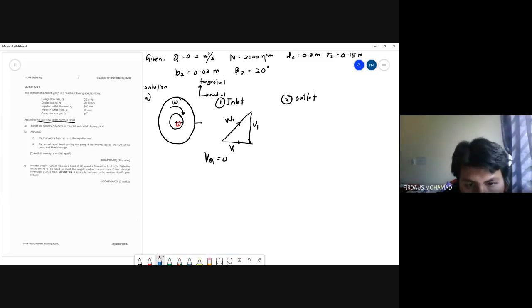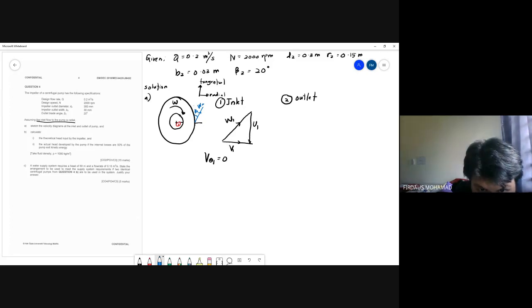For the outlet, beta 2 is given as 20 degrees. So we can draw the beta 2 first. This is the angle beta 2, and this is the angle between the relative velocity W2. And this is the relative velocity W. We can draw U2, which is the blade speed at 2.